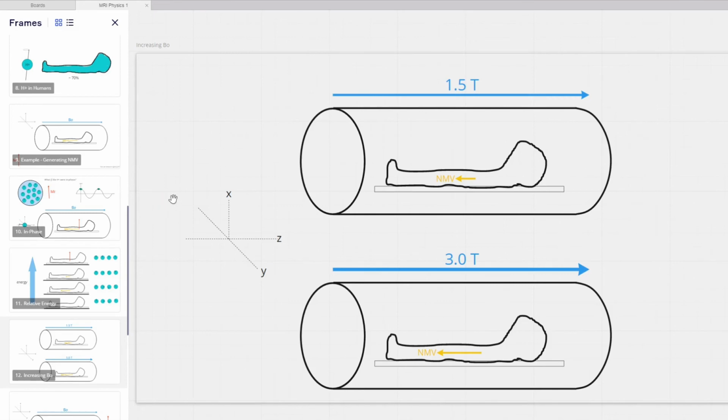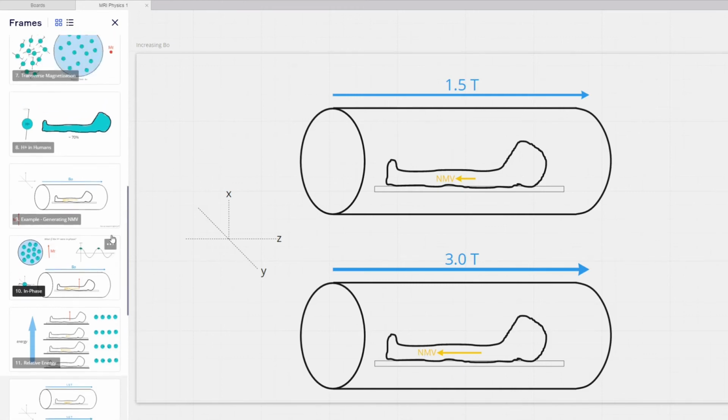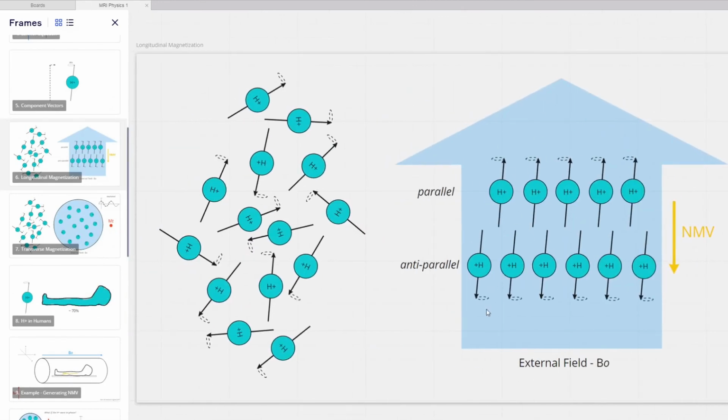One way that we could add more energy to the system is just put them in a stronger external magnetic field. Here, I'm just illustrating the difference between a 1.5 Tesla magnet and a 3. With a 1.5 Tesla magnet, we generate some net magnetization vector, and with a 3 Tesla magnet, that vector is bigger. This goes back to our example. As this external field gets stronger, you're going to have a greater proportion, more than that 6 out of 10,000, of protons in the anti-parallel direction compared to parallel.